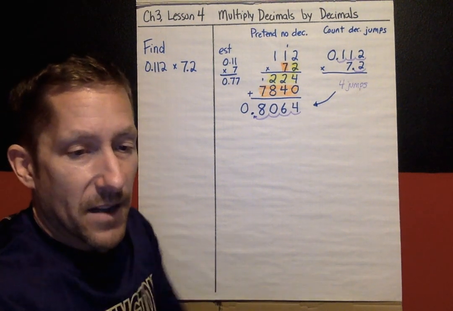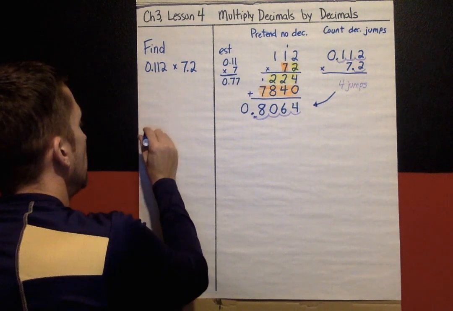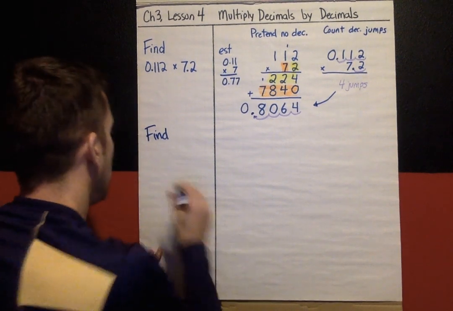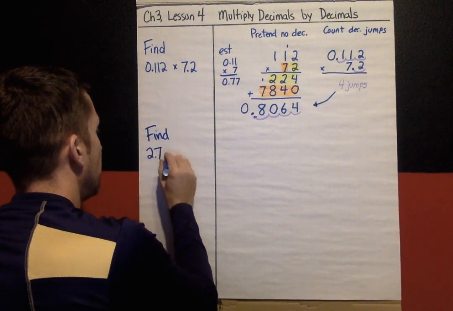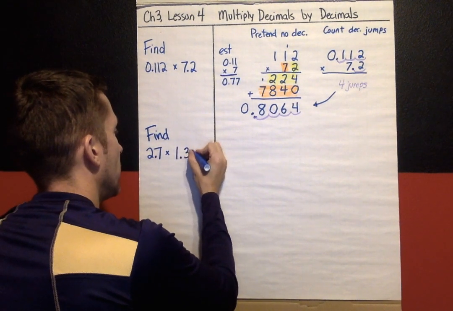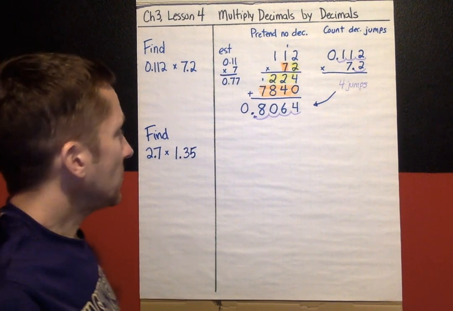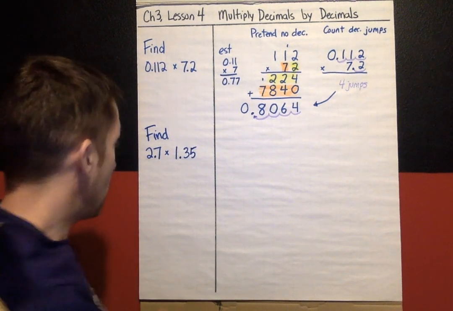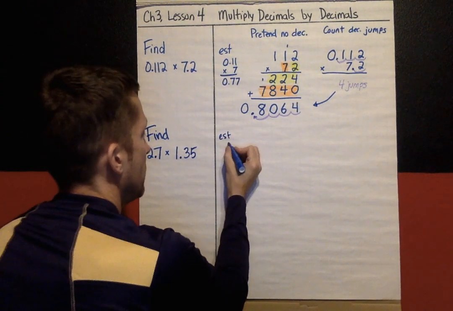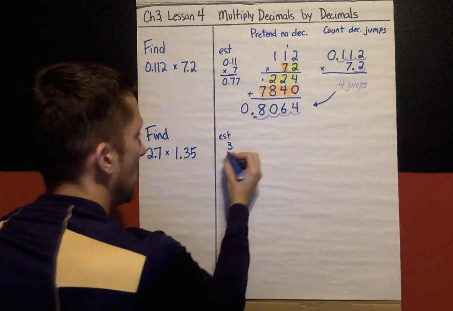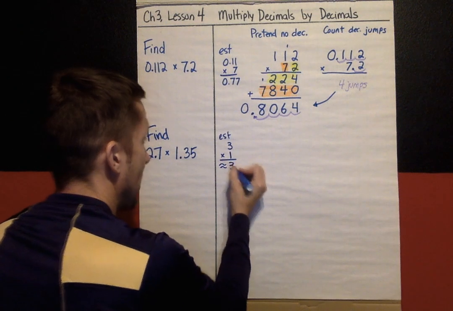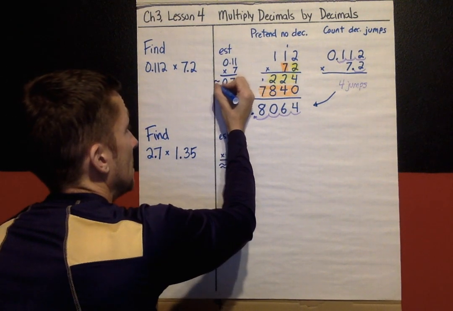Let's look at one other example before you practice. This one, we're going to find the product of 2.7 times 1.35. Again, if you can estimate, make a quick estimate. I'm going to call that 3. I'm going to call this close to 1. My estimate, 3 times 1, my answer should be about 3.